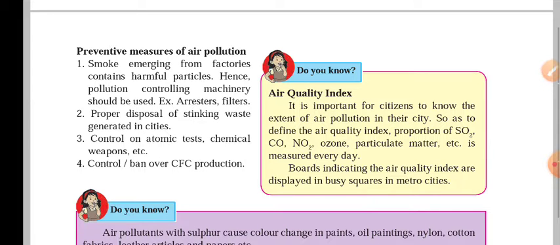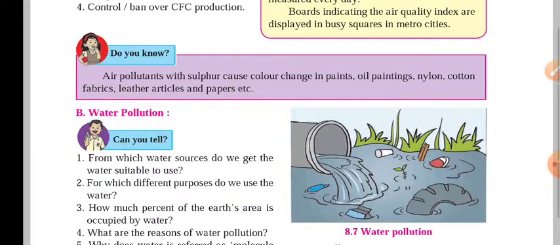In the next session, we will talk about some more types of pollution and their effects.